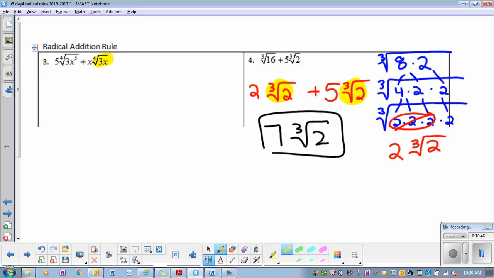3 is already a prime number. Can you break it down? No. How many x's are inside here? Only one. But how many do you need in order to come out? 4. You have enough? No. So it looks like this one has to stay, right? I can't break it down. But look at the first one.